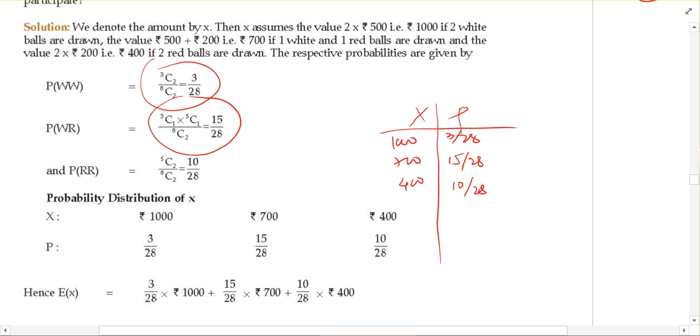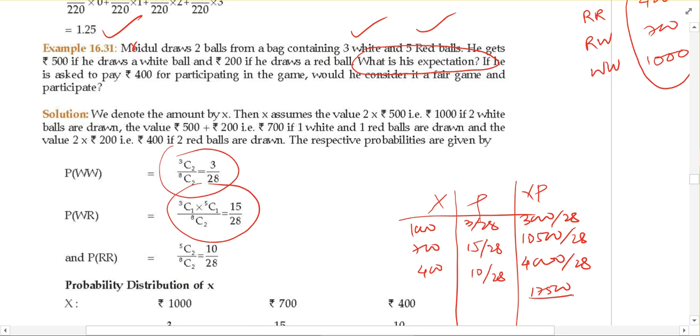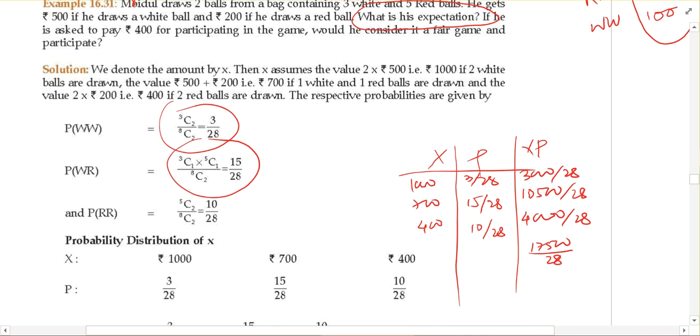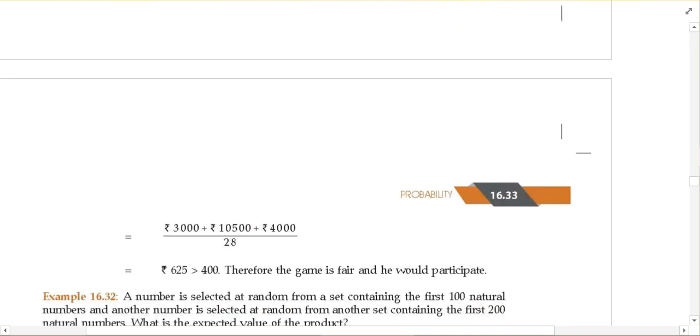Yes, if it has asked what is his expectation, then because of this question we need to calculate. So x into p will be 3000 by 28, this will be 10500 by 28, this will be 4000 by 28. So this will be 17500 by 28. 625 is the answer. 625 is the expected value.